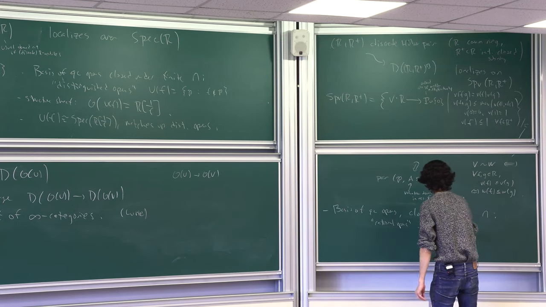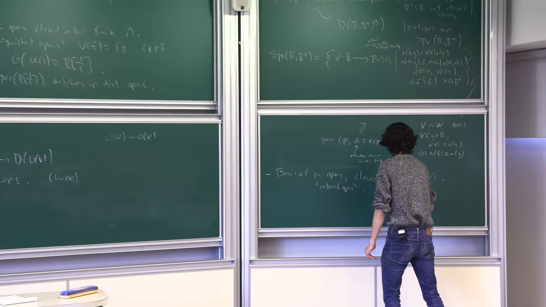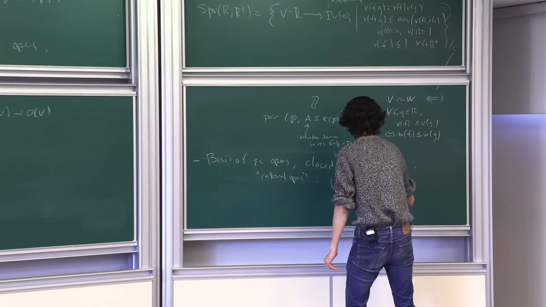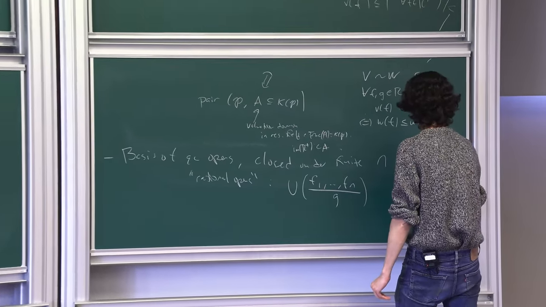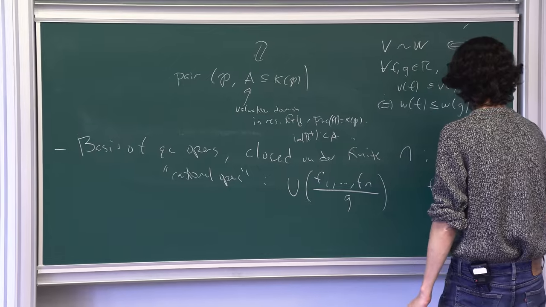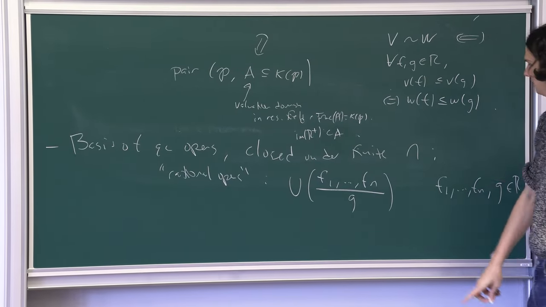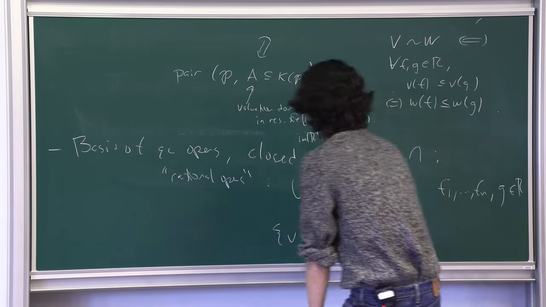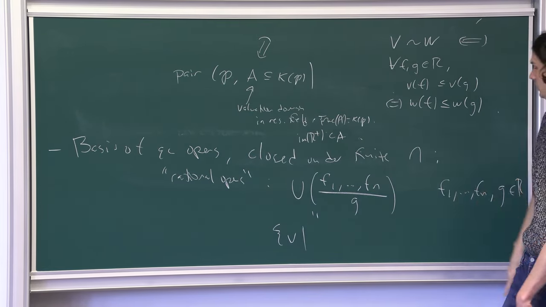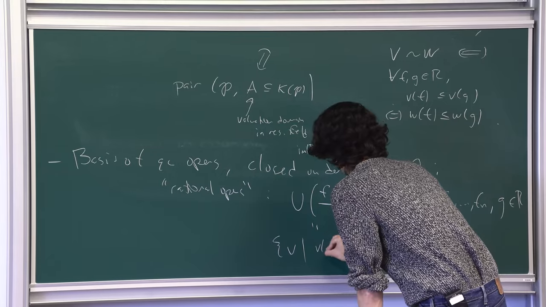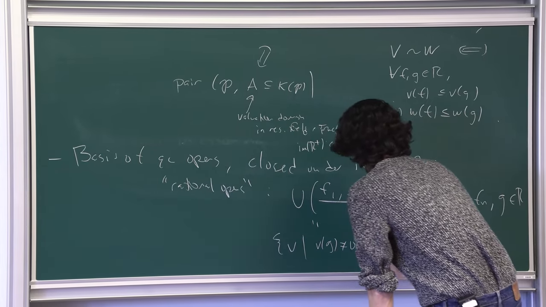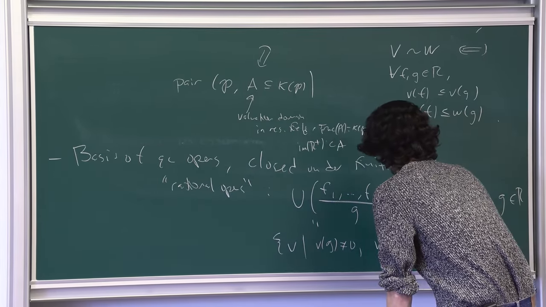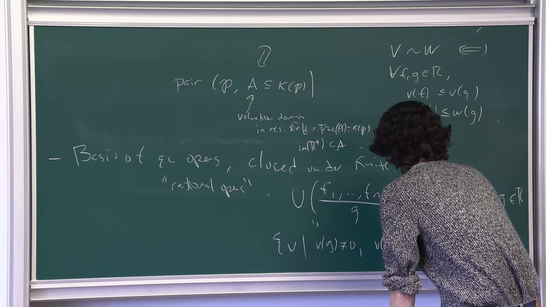And they depend on a choice of some elements in your ring. So you choose arbitrarily f1, ..., fn, and g inside your ring. Then you can form this thing. And what is it? It's the set of those valuations v satisfying all of these conditions, such that moreover v of g is non-zero, and v of fi is less than or equal to v of g for all i.